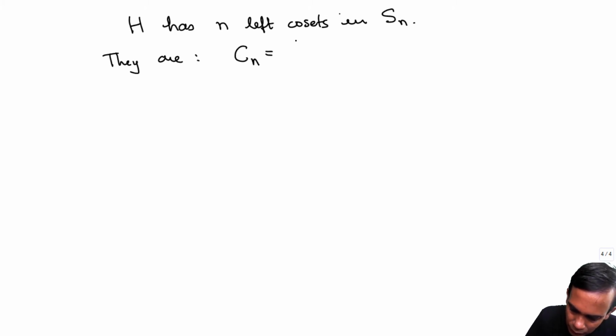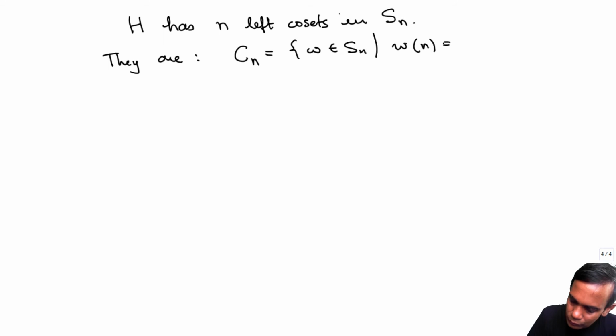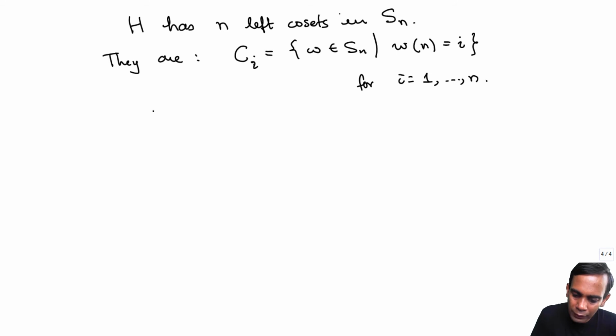Ci is equal to the set of W in Sn such that W of n is equal to i, for i equals 1 to n. And what we have is Sn is a disjoint union, i goes from 1 to n, of Ci.